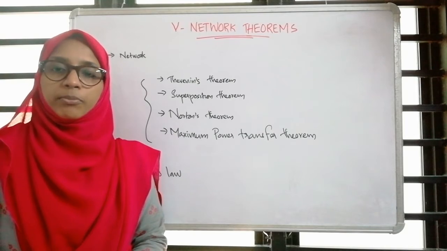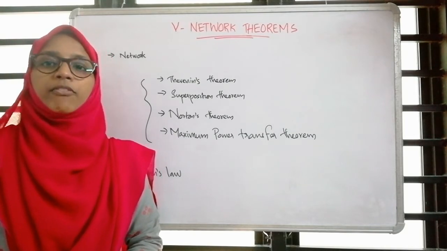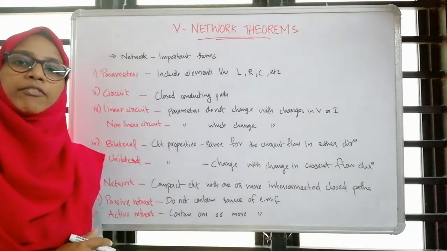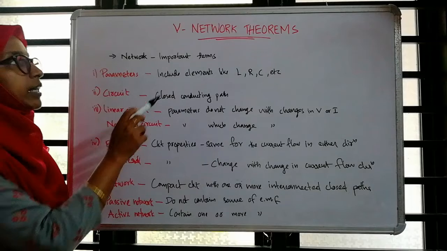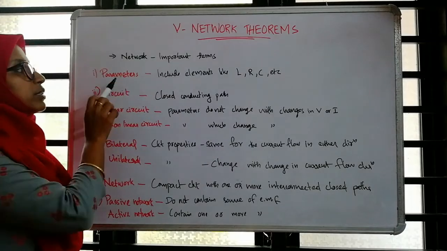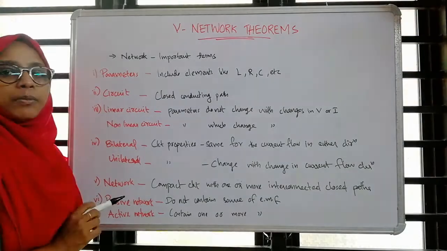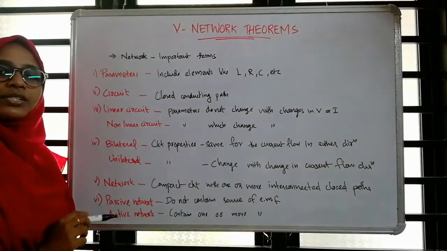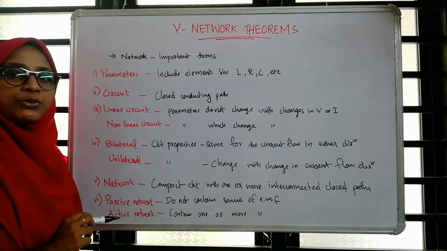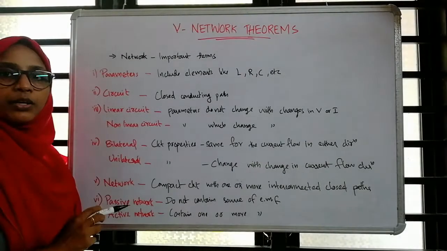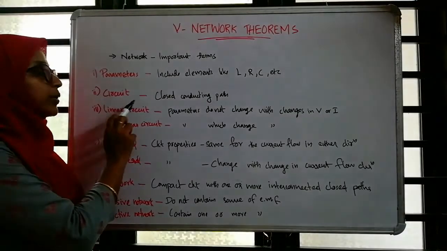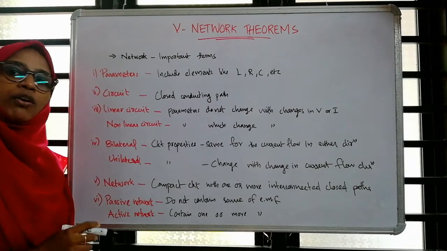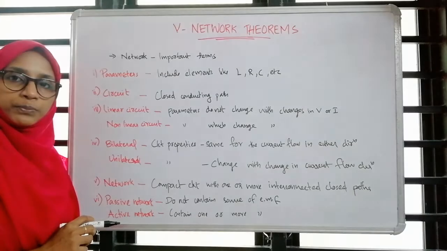Okay, now before going to that theorem, we have to be familiar with some parameters which we use in the network theorem. Now we can become familiar with some terms which we are going to deal with in the module. The first one is parameters. Parameters mainly include elements like resistance, capacitance, inductance, etc., which we are going to connect in a network. Next one is circuit. And what is a circuit? It is a closed conducting path through which a current is flowing or is supposed to flow.